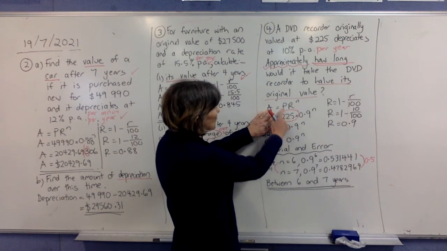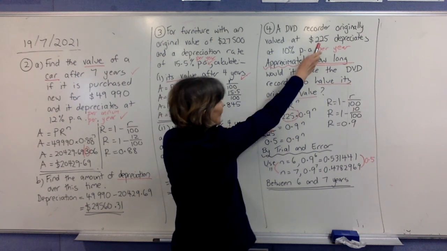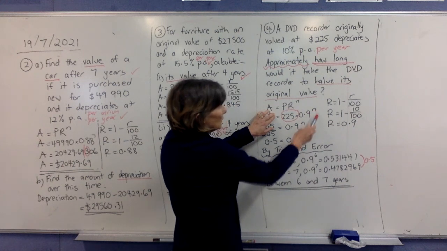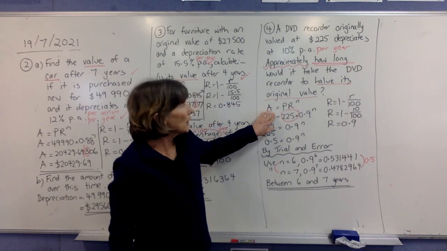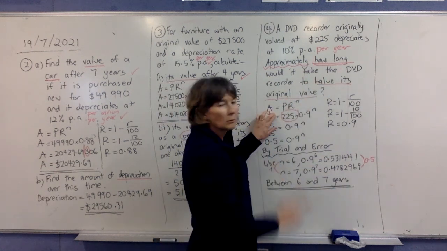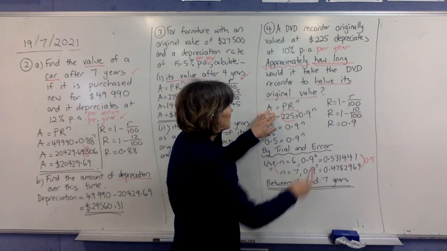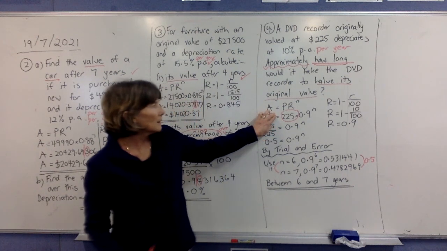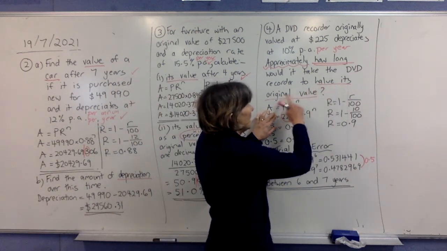So our original value, P, is 225 times by R. Now you get to there and you don't know how many years because that's what they're asking you. How long? That's time. So we don't know that. So you keep it as an n. But this thing's got to be used somehow.